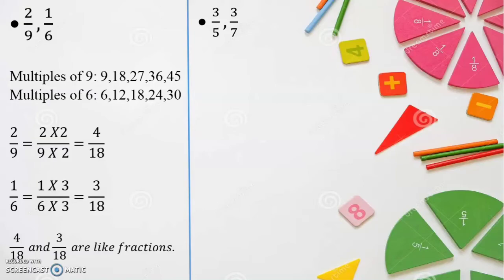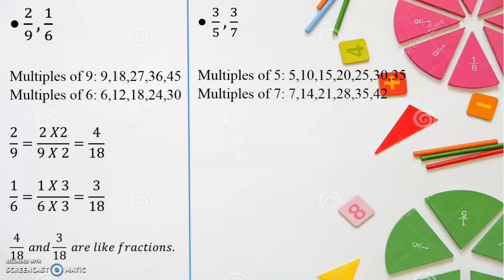We need to check the multiples. So multiples of 5 are 5, 10, 15, 20, 25, 30, 35. And multiples of 7 are 7, 14, 21, 28, 35, and 42. These are the tables of 5 and 7.